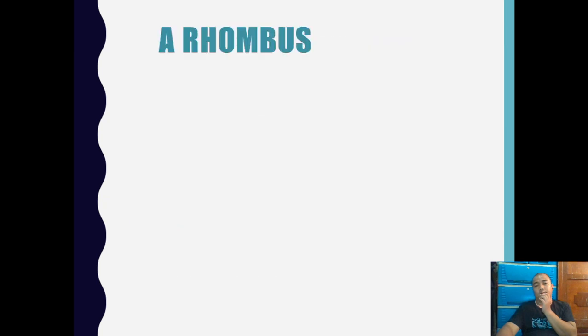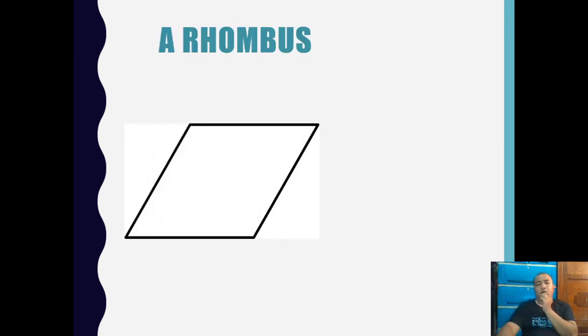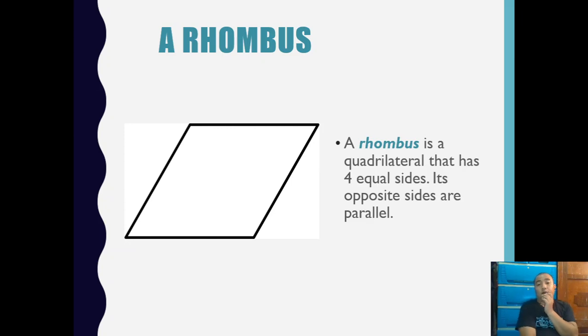Yeah, parallel yan. Let's proceed now to the rhombus. What is a rhombus? A rhombus is a quadrilateral that has 4 equal sides. Its opposite sides are parallel. Pero hindi sinabing equal ang angles, gaya ng dun sa square. The square, all sides are equal, all angles are also equal. Sa rhombus, all sides are equal na. Also, the opposite sides are parallel.